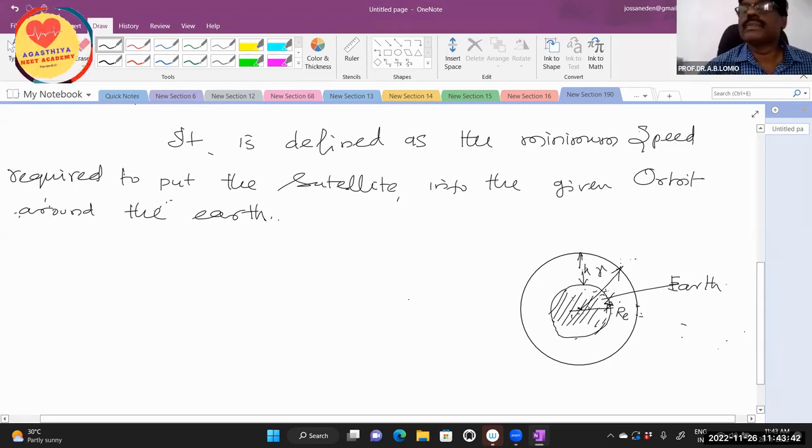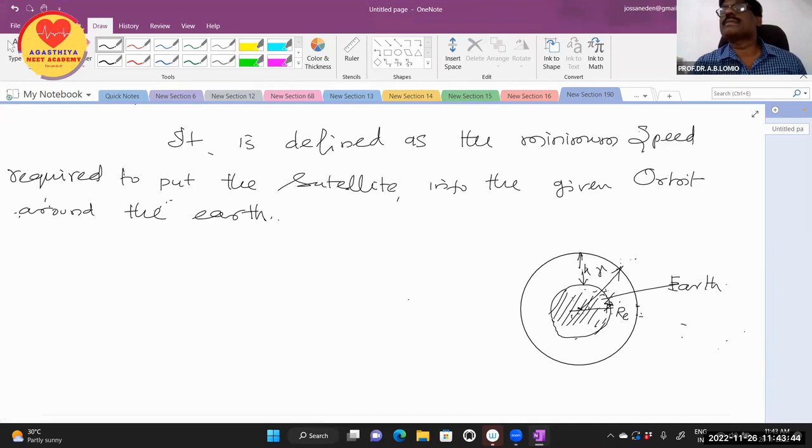Consider this diagram. The Earth radius is RE. From the Earth, the satellite is positioned at a height h. That distance is measured from the center of the Earth as RE plus h, which is small r, the distance from the center of the Earth.